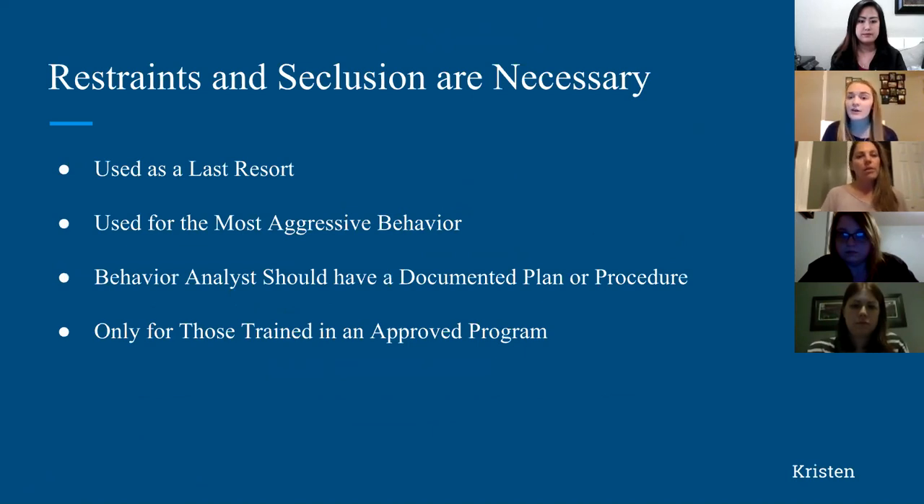Restraints and seclusion are necessary. They're necessary and seem useful as the last resort, and they're used only for the most aggressive behavior. The behavior analyst should have a documented plan or procedure when they are used, and it's only to be used for those who are trained in an approved program.